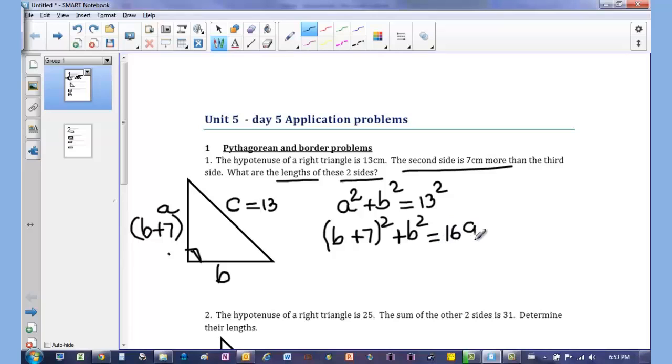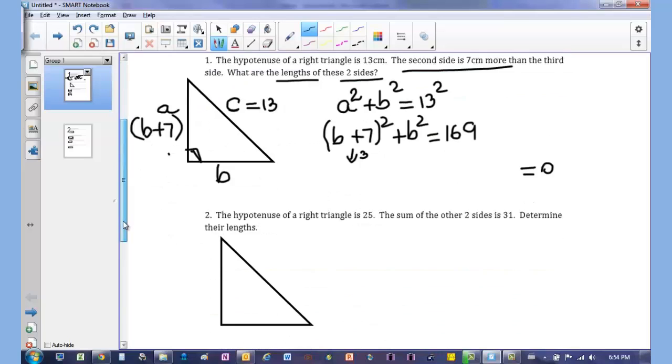Now what I want you to do on your own is to expand this perfect square. Remember, it will expand into 3 separate terms, plus B squared. Ideally, you're going to want to eliminate 169 from the right side and move it to the left side to have the entire equation equal 0. You can do this on your own as we're trying to set up as many equations as we possibly can.